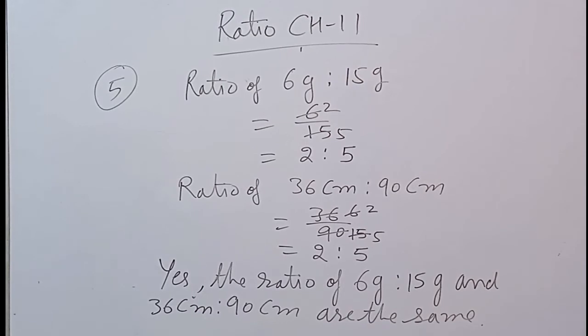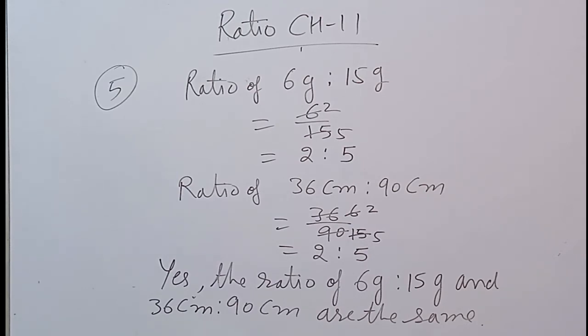Children, I am taking question number 5. Is the ratio of 6 gram and 15 gram the same as the ratio of 36 centimeter and 90 centimeter? So write the first ratio of 6 gram to 15 gram, that is 6 upon 15. We will divide 6 and 15 by 3. So 3 twos are 6, 3 fives are 15. We will get 2 ratio 5.